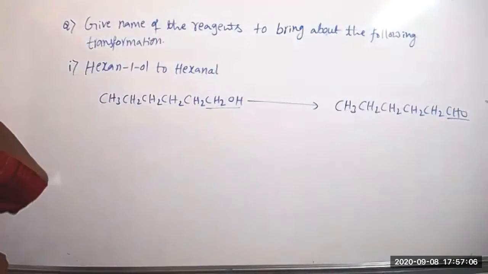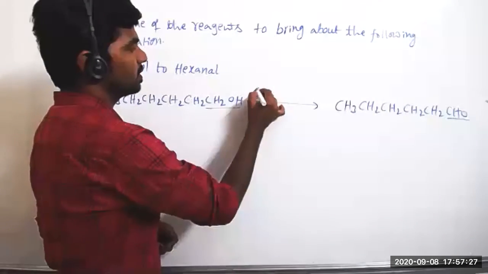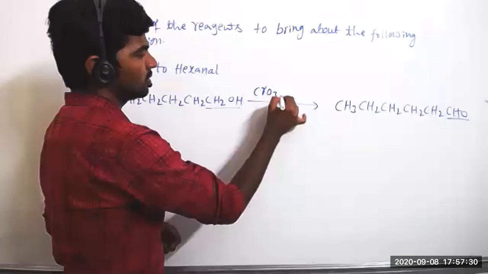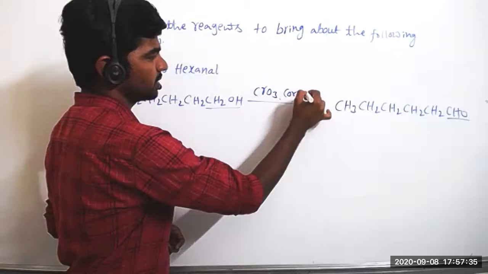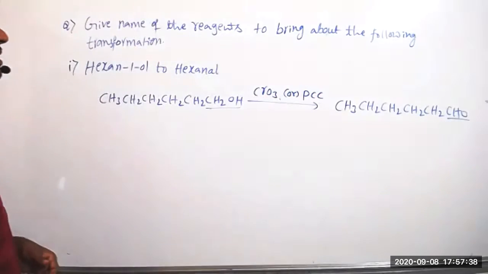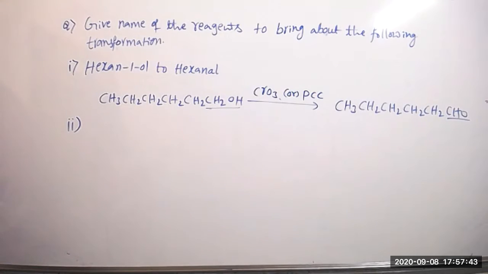What is the reagent required to convert alcohol to aldehyde? Sir, is it CrO3 or PCC, sir? Yeah, either CrO3 or PCC, any one you can use. Any mild oxidizing reagent is required to convert CH2OH to CHO. Sir, we can use any oxidant, because in the textbook they give CrO3. Yeah, you can use either CrO3 or PCC, any mild oxidizing reagent. The second one, to convert cyclohexanol to cyclohexanone.